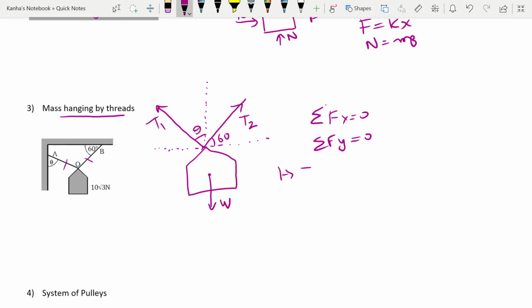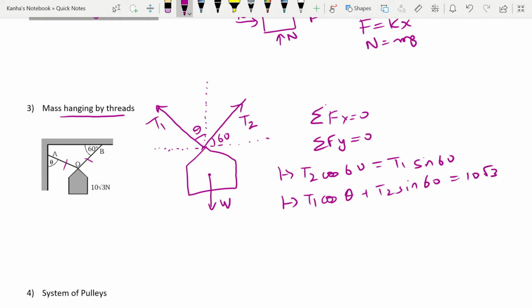The first equation is T2 cos 60 is equal to T1 sin 60. And the second equation that I get is T1 cos theta plus T2 sin 60 is equal to 10 root 3, which is basically your weight that is given.